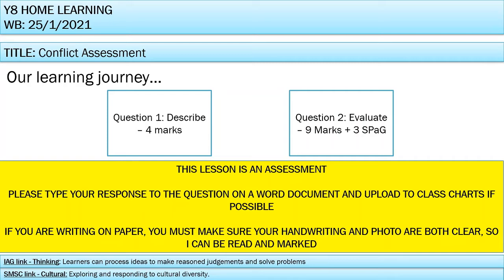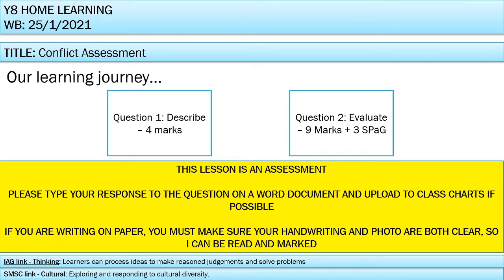Now, as this is an assessment lesson, you need to make sure that your answers are clear and easy for your classroom teacher to read so that you can get the best mark possible. So I'm going to ask you to please type up your response to the questions on a Word document and upload to class charts if possible. If you've got the ability to use Word, that is probably the best way to complete your assessment, because then we can easily read it and give you feedback a lot easier.